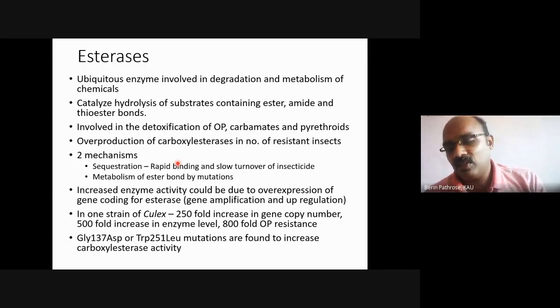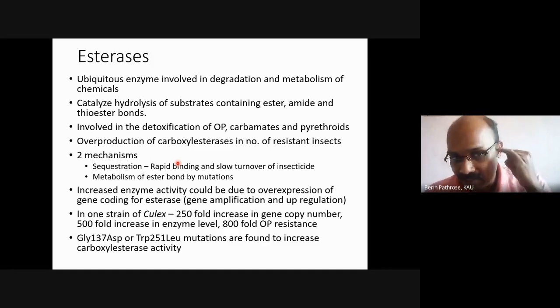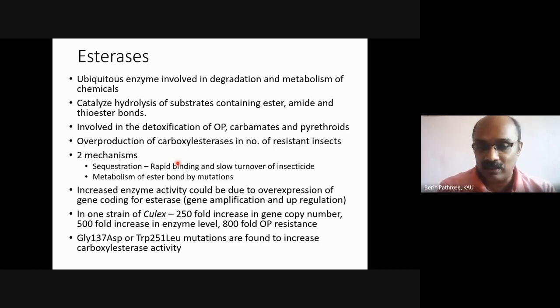And the second one, that's what I told you, mutations. If the insect has to develop more copies, it has to mutate, then only it will develop more number of copies. So that mutation can be by gene amplification. And another thing which I didn't touch upon is upregulation.